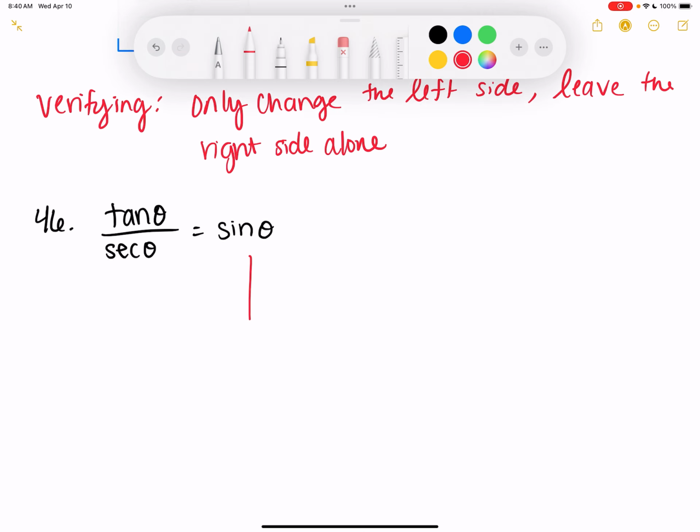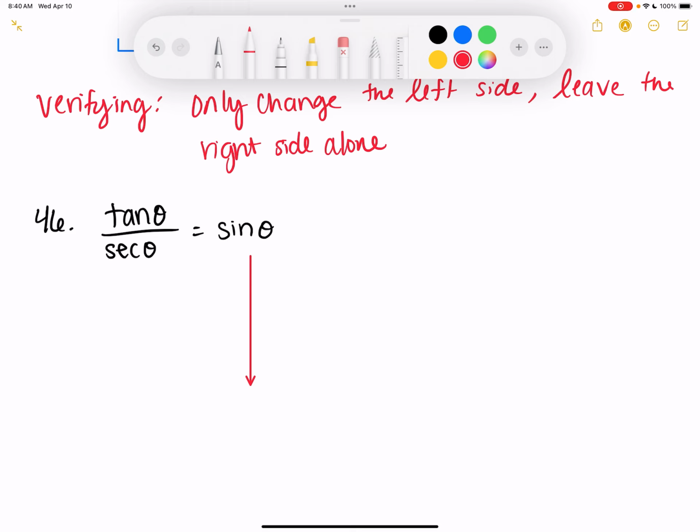So, it doesn't need to be obnoxiously long or anything, but I'm going to just draw an arrow there because basically that just blocks out that I can't touch the right side. I would have to write over top of my arrow to be able to do anything to that side. So that way I don't have the temptation to do anything with that one. So on the left side, I have tangent of theta over secant of theta. How can I rewrite those things to try to get to sine theta?